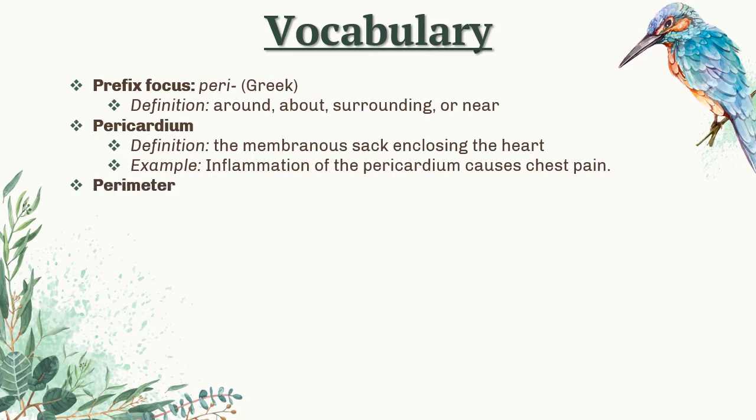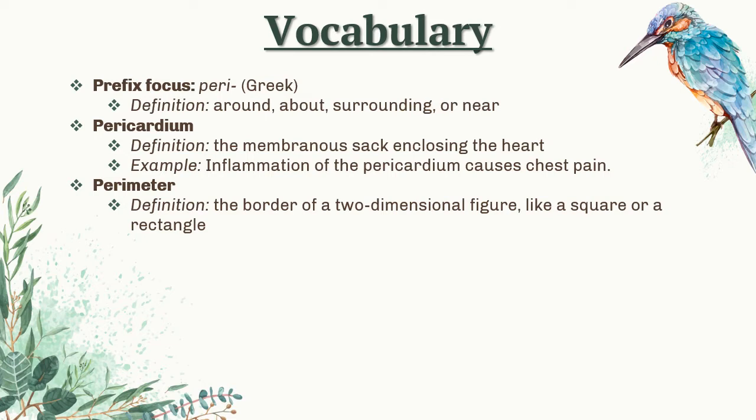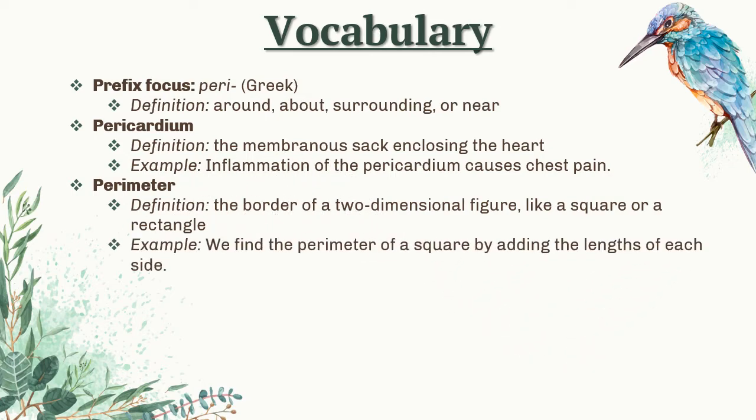Our next word is perimeter. This one should be familiar to you guys. What is perimeter? The distance around something, right? Measuring the distance around. Our formal definition is the border of a two-dimensional figure. So border would be the sides, like of a square or a rectangle. In a sentence, we find the perimeter of a square by adding the lengths of each side. So in perimeter, we see that meter refers to measuring something, and peri, we know now, means around. So we're measuring the distance around. That's our word perimeter.